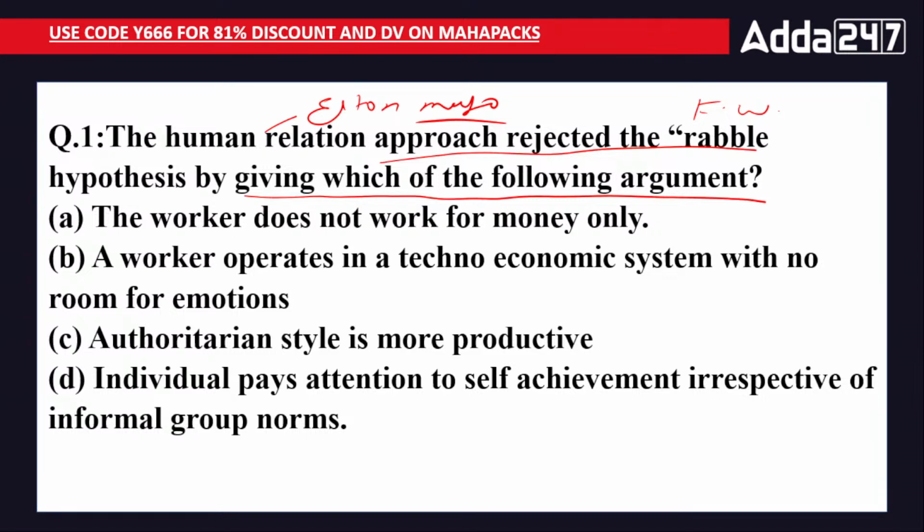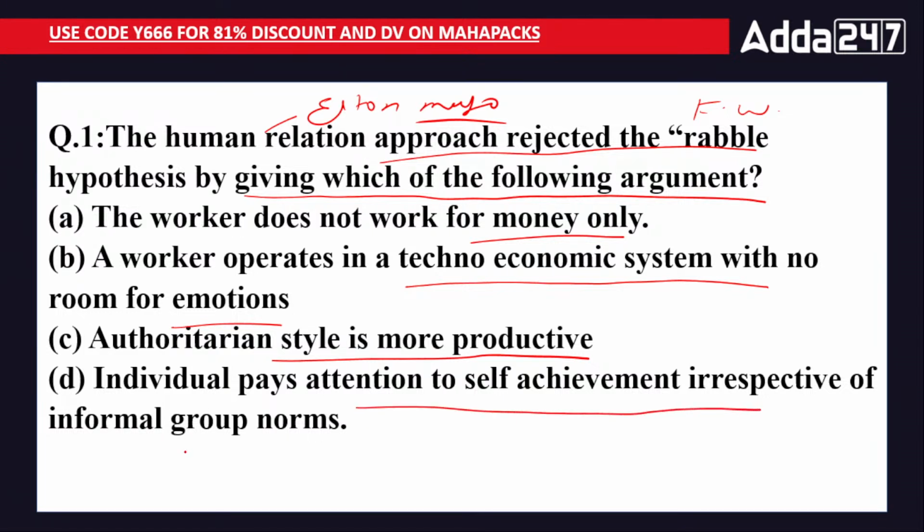Now the first option here is: the worker does not work for money only. A worker operates in a techno-economic system with no room for emotion. Authoritarian style is more productive. An individual pays attention to self-achievement irrespective of the informal group norms. So what is the right answer here?